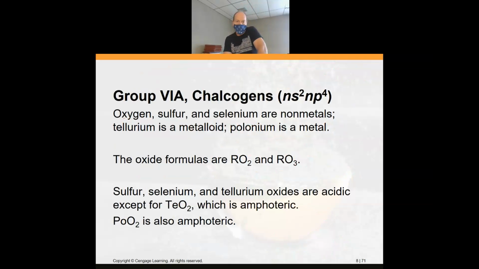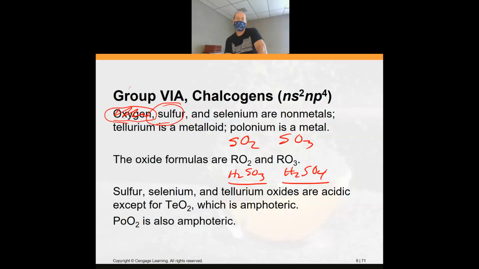All right, so we're not going to burn oxygen, but we are going to burn sulfur. So to have OO2 and OO3 would make no sense. So we do not burn oxygen. We burn sulfur, selenium. All right, so we already did the sulfur. And so we had the SO2 and we had the SO3. And when we added water to that, we got H2SO3 and we got H2SO4. Sulfuric acid, sulfurous acid.